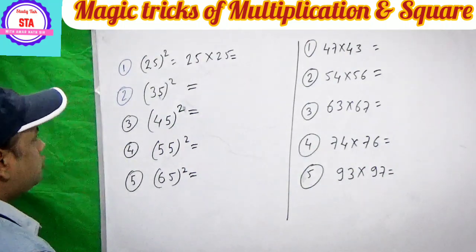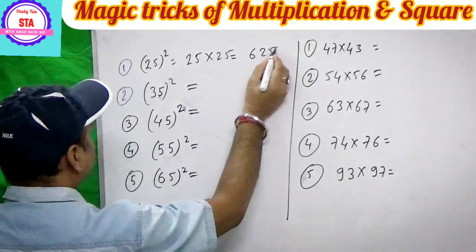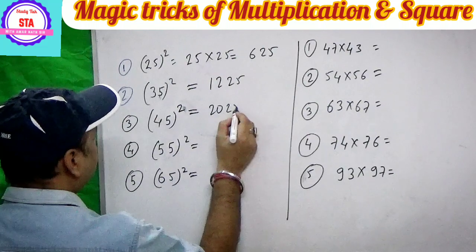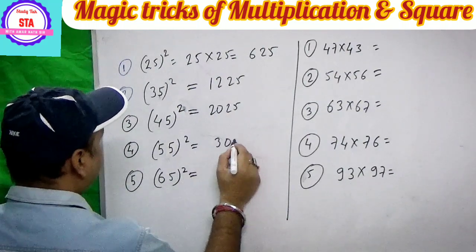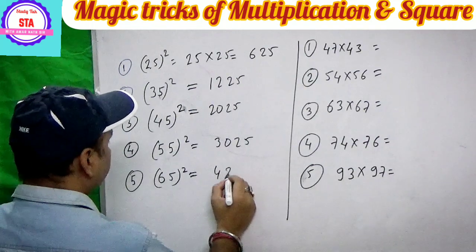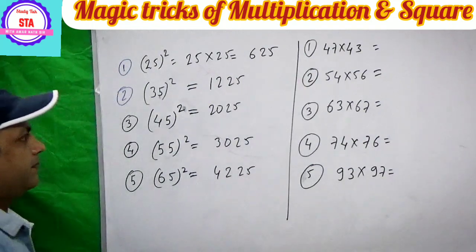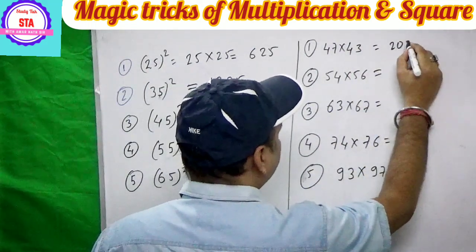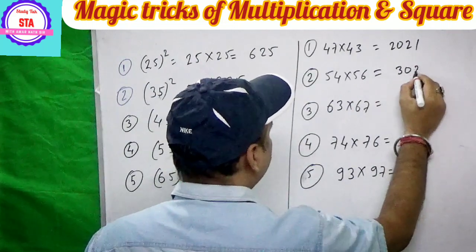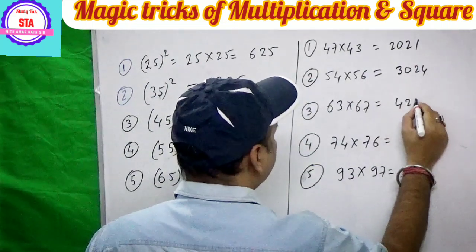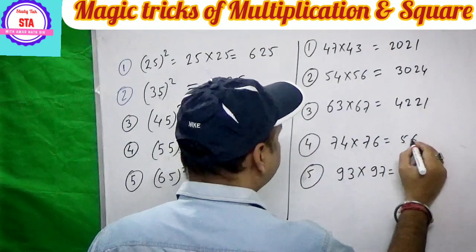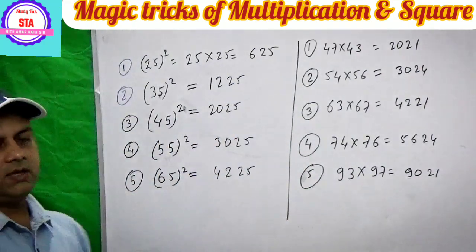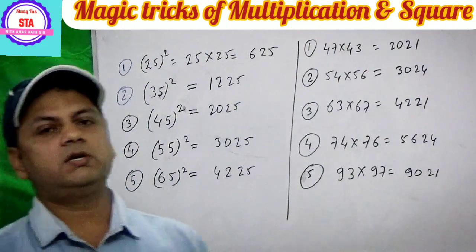Write down: the square of 25 is 625, the square of 35 is 1225, the square of 45 is 2025, the square of 55 is 3025, and the square of 65 is 4225. And the rest: 2021, 3024, 4221, 5624, 9021. You see that I will solve all these questions in just 10 seconds.